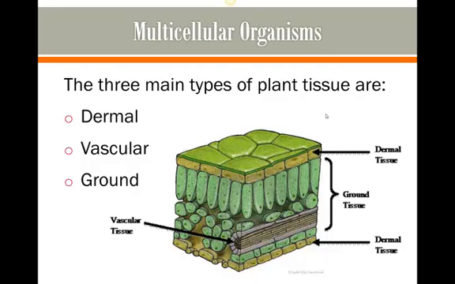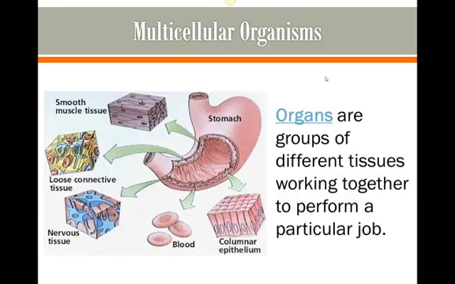Now, the organization so far is that when the cells become specialized, they then group into different groups and become tissues. Tissues that work together for a specific goal, a specific function, are known as an organ. So organs are groups of different tissues that work together to perform a particular job. A good example is this illustration here of your stomach. Your stomach is an organ.